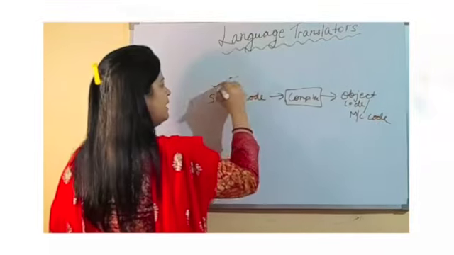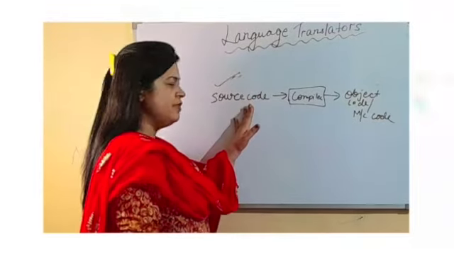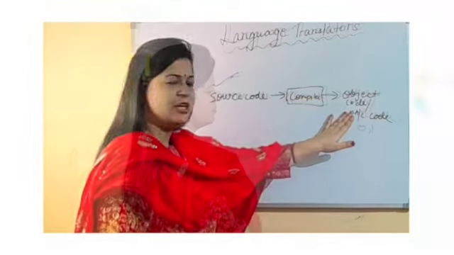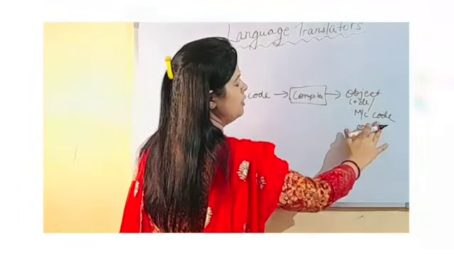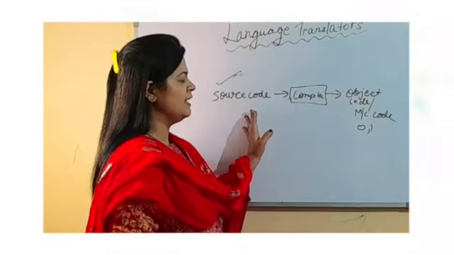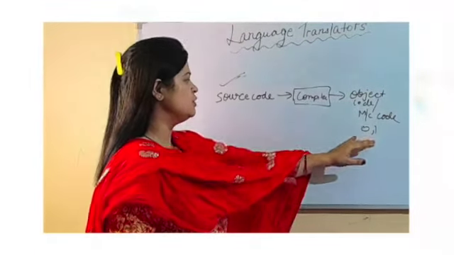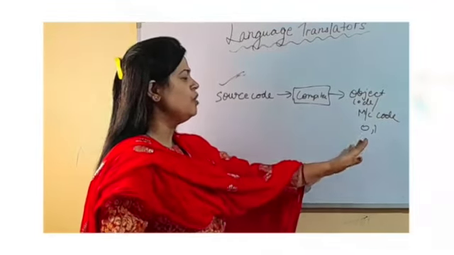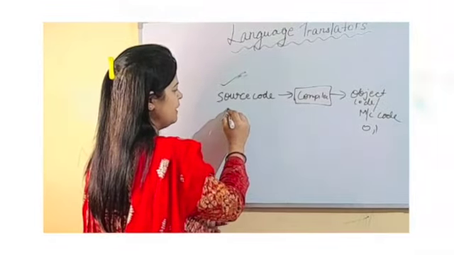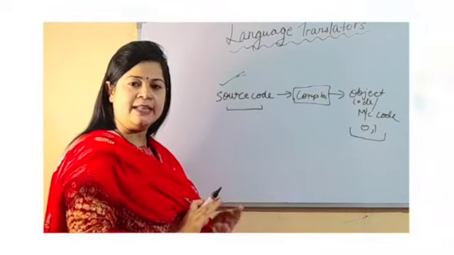So here in the compiler, we are not getting the output yet. We are just converting source code, the program which we have written in English-like language, into object code or machine code in the form of zeros and ones. So source code is getting converted into object code, or you can say high level language into machine level language. But till now we are not getting the output.